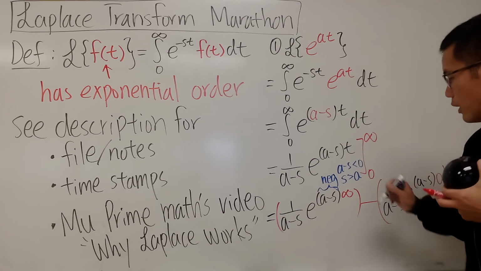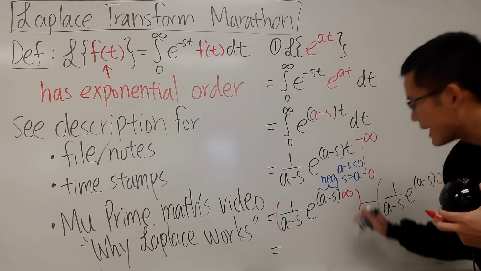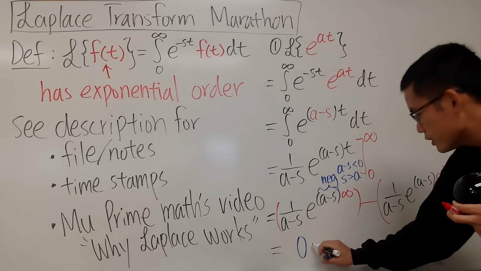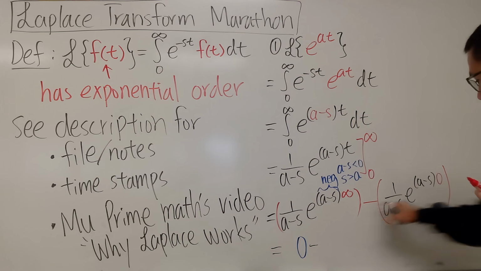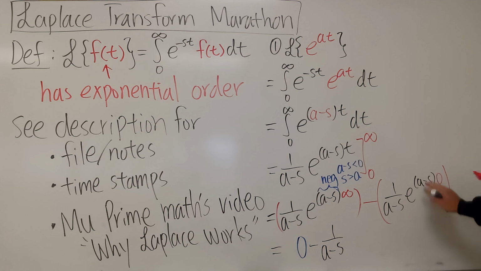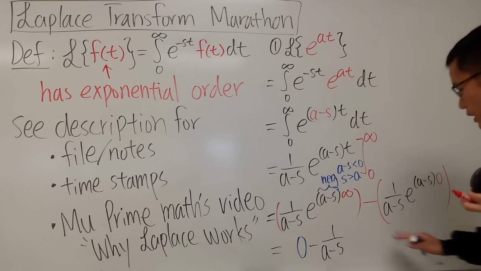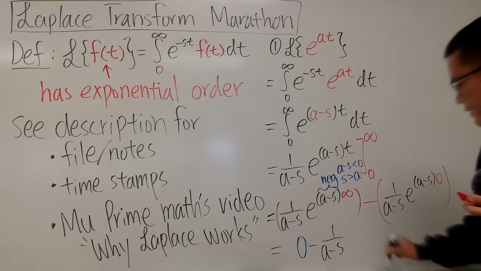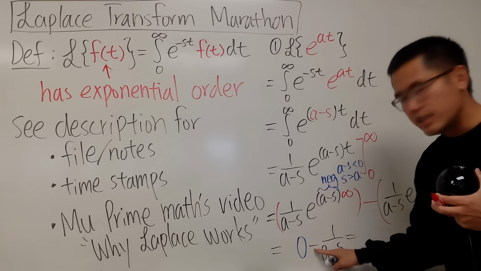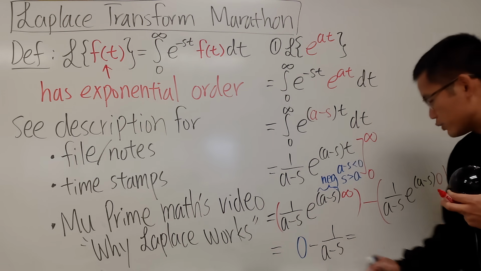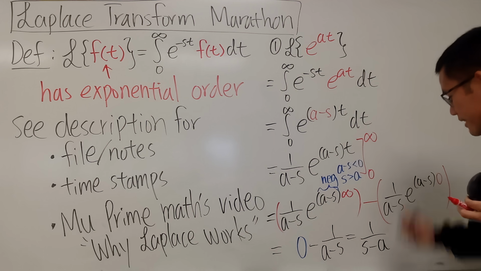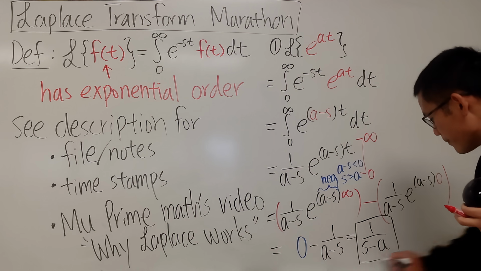So, with this condition, we will see that the first part is just nicely equal to 0, and then the second part will just be minus, and you see this is just 1 over a minus s, and then e to the 0 power right here is just 1. So we just have this right here. And finally, what we can do is distribute the negative here and here, meaning you just switch the order, so you get 1 over s minus a, like this. So this right here is it.